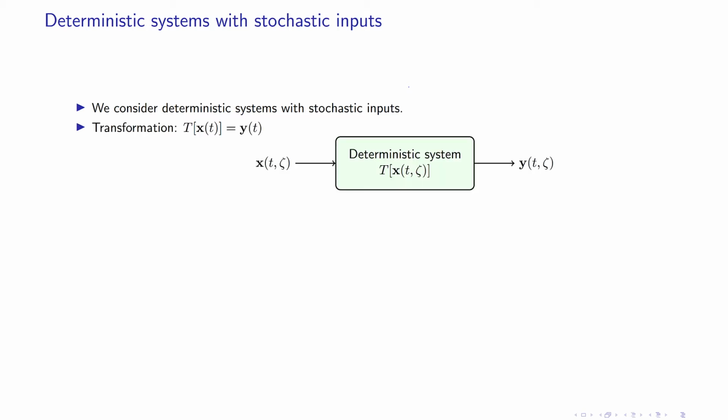So, deterministic systems with stochastic inputs: we said if there is randomness in the system, we consider it as an additional input. So in this example, the output is a random process, which is a function of the input. The output is a random process and the input is another random process.